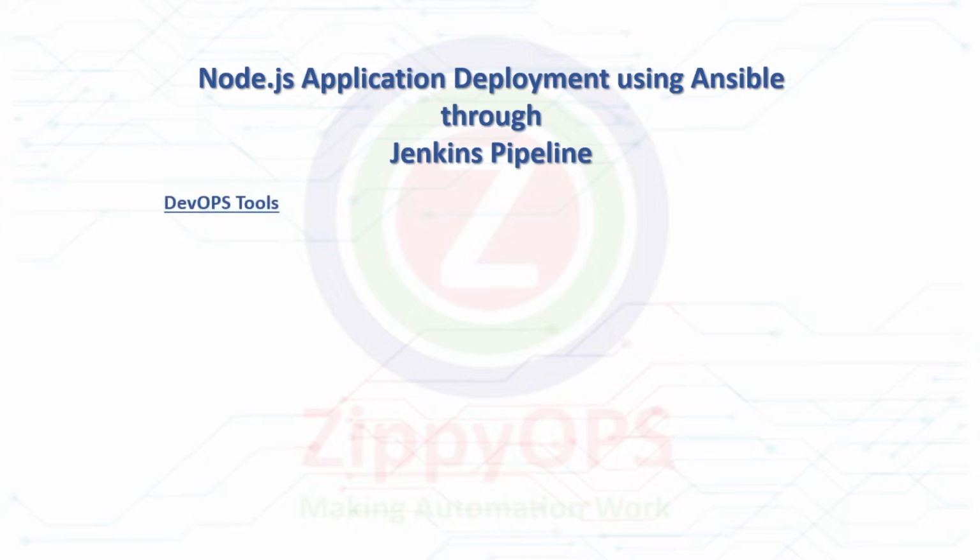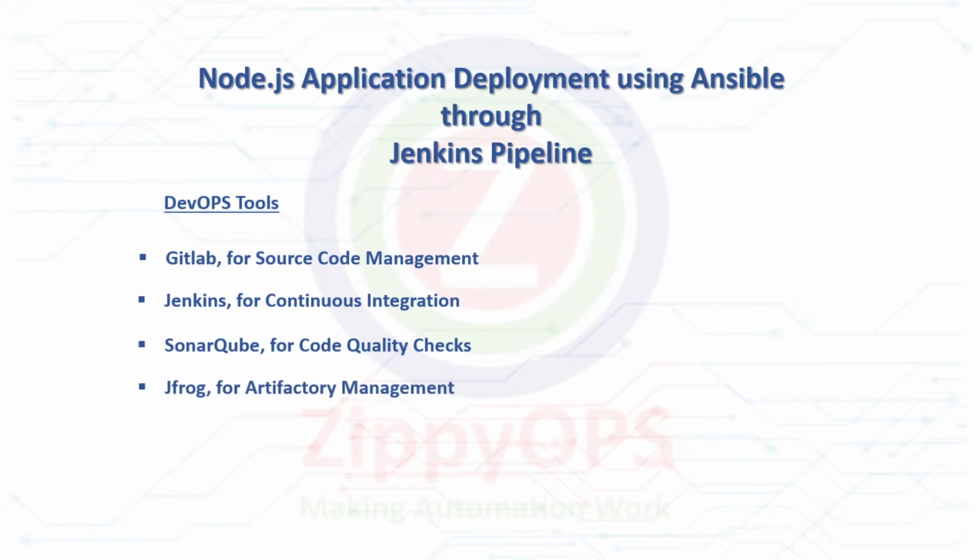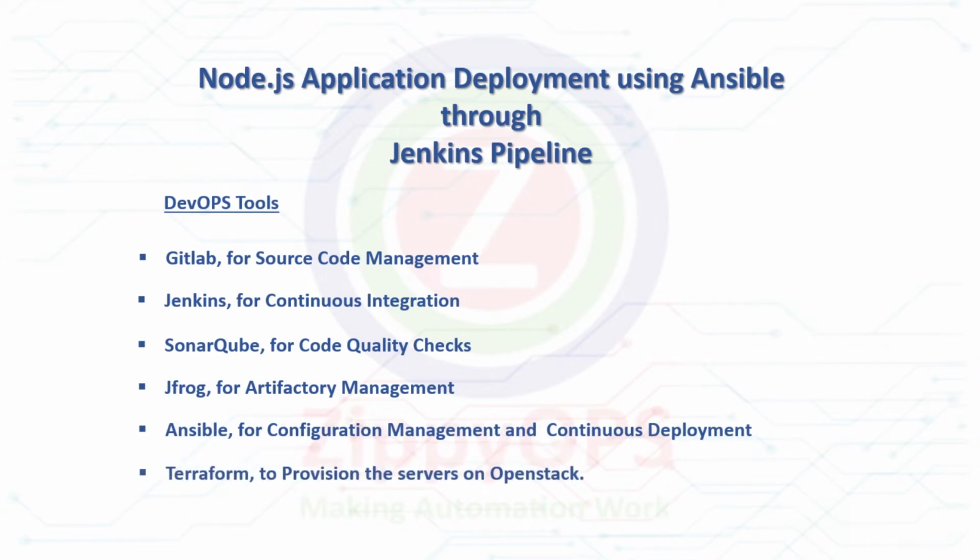The tools used in this Node.js application deployment are: GitLab is used for source code management. Jenkins is used for continuous integration. SonarQube is used for code quality checks. JFrog Artifactory is used to manage the binaries. Ansible is used for configuration management and continuous deployment. Terraform is used to provision the servers on OpenStack. OpenStack is the private cloud.